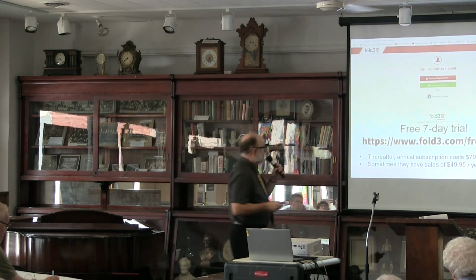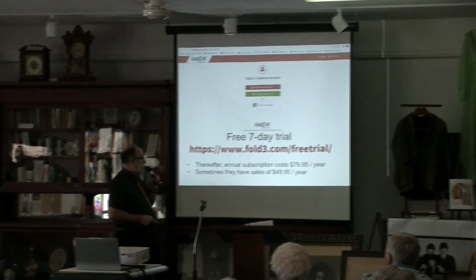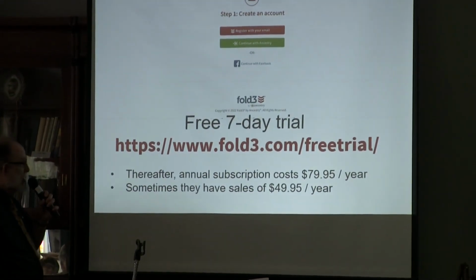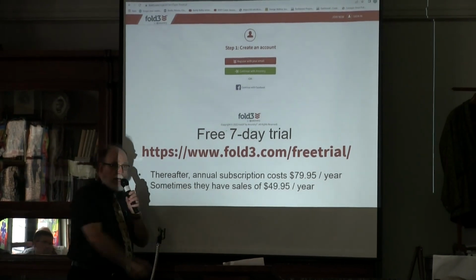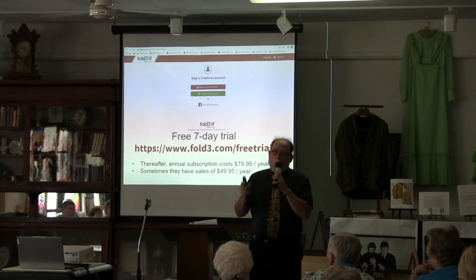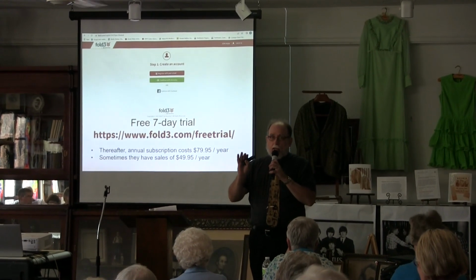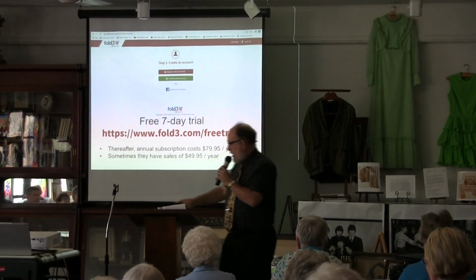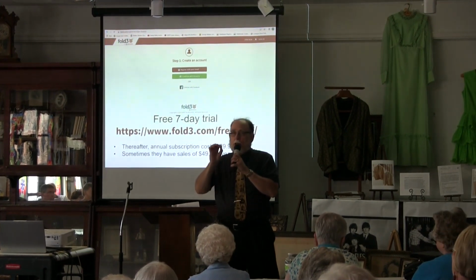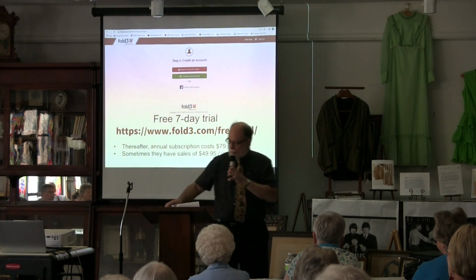Now, it is a subscription service, but I'd like to highlight there's a free 7-day trial. Thereafter, annual subscription costs about $79 or $80 a year. Sometimes they have sales of $49.95 a year. It's a great source. One neat thing about fold3.com is if you see an image of a document, say a Confederate service record, then you can always just download a copy on your computer, so you have it.